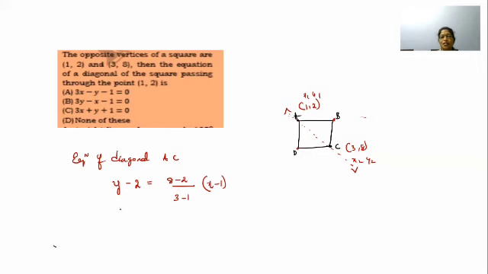So this is y minus 2 is equal to 6 by 2, that is 3, into (x minus 1). Simplify. You get 3x minus y minus 1 is equal to 0. Which one is correct? Option A. Option A is the right answer. Followed?